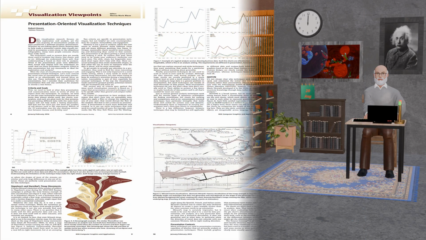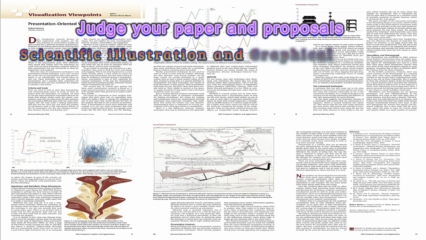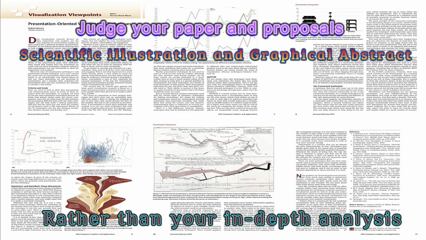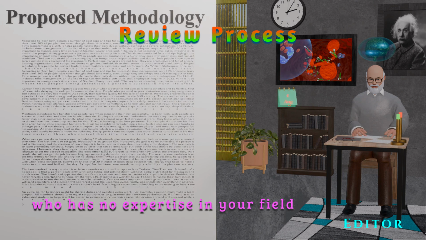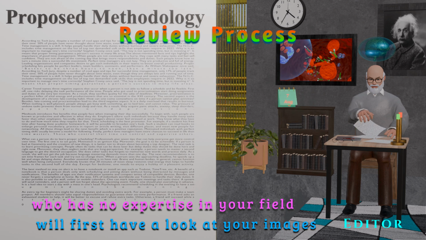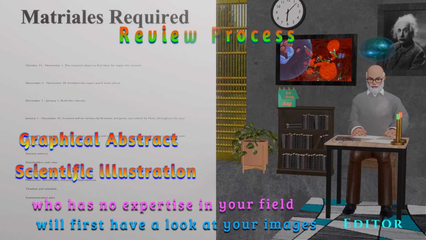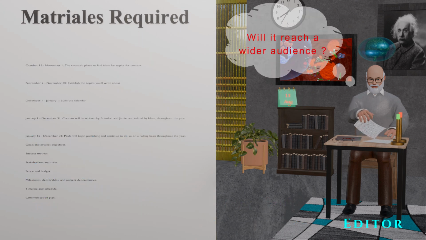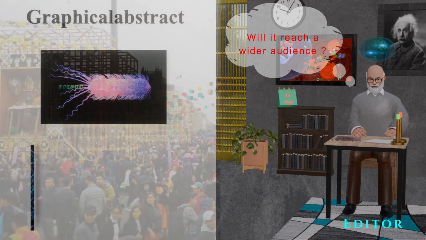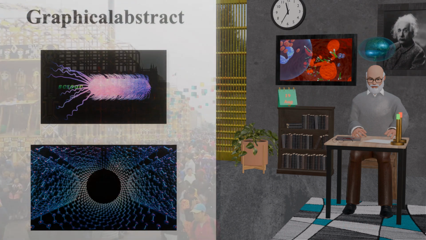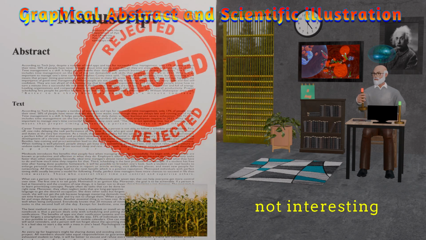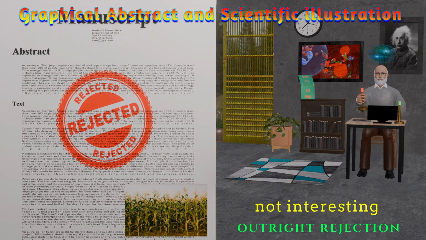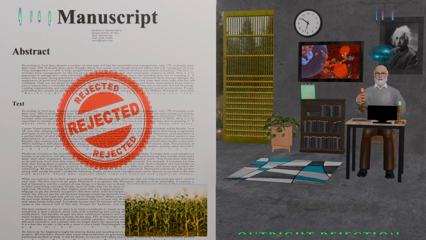As a result, they generally judge your paper and proposals based on scientific illustration and graphical abstract, rather than on your in-depth analysis. In a typical review process, an editor who has no expertise in your field will first have a look at your images such as the graphical abstract and scientific illustration. The editor's first concern is to ensure that the article generates interest among a wider audience through graphical illustration. If the graphical abstract and scientific illustrations are not interesting, the editor will reject with the familiar excuse of not in the scope of the journal.